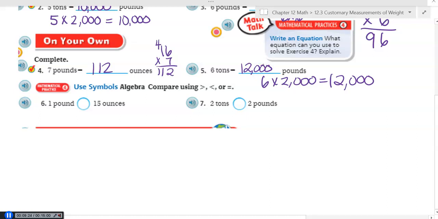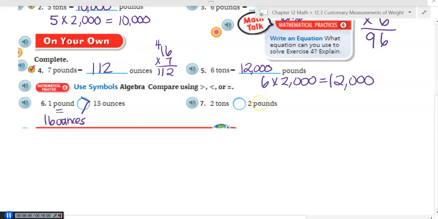Okay, now for the comparing using greater than, less than, or equal to. I've got 1 pound and 15 ounces. Well, I know 1 pound equals 16 ounces. So now if I change that, I can check which one's greater, 16 ounces or 15 ounces? 16, so 1 pound is greater.